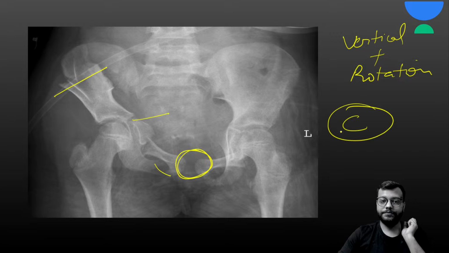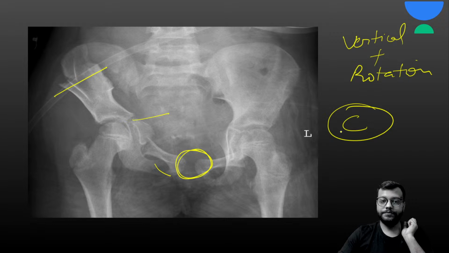And you have to check for two things in every pelvic fracture. First, the hemodynamics because of increased blood loss, and the second is you have to check for any urological injury like urethral or the bladder injury. Okay, remember this.